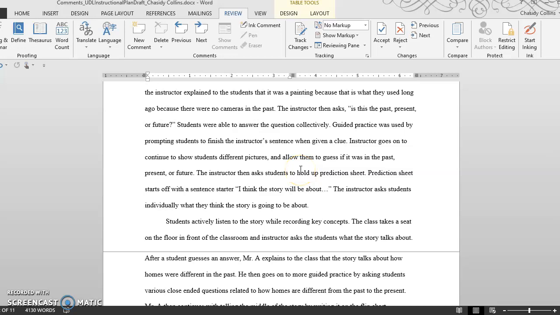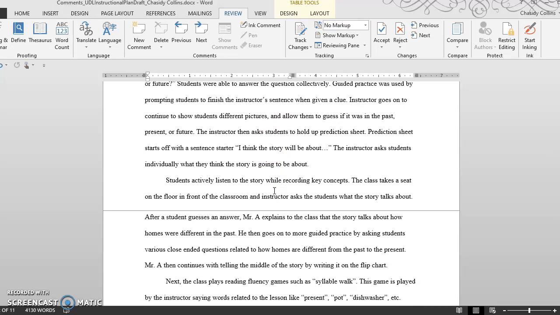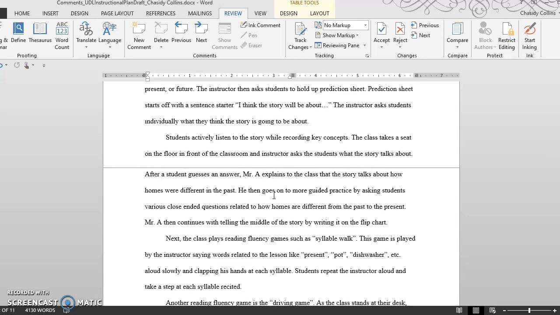And just an example of if a picture was from the future, the picture would show a robot, just for example. And then that's when the instructor goes on to continue to show the students different pictures for the picture wall.